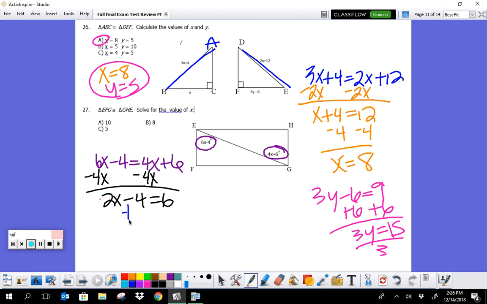I'm going to add this 4. I'm going to divide by 2. So x will be 5.